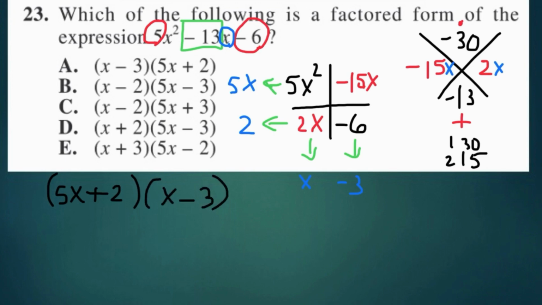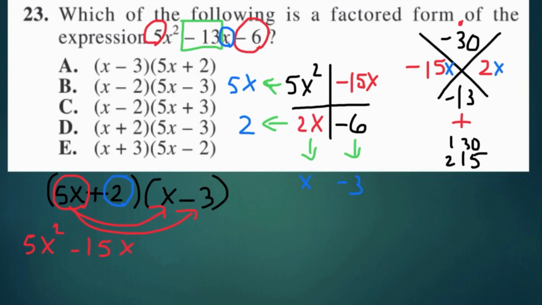and x minus 3. Now, if you're unsure whether or not these are the correct factors, what you can do is FOIL these two binomials just to make sure this is the correct solution. So let's go ahead and do that. So if we take the 5x and we distribute it, so 5x times x, which is going to give us 5x squared. And then we take the 5x times negative 3. That's going to give us negative 15x.